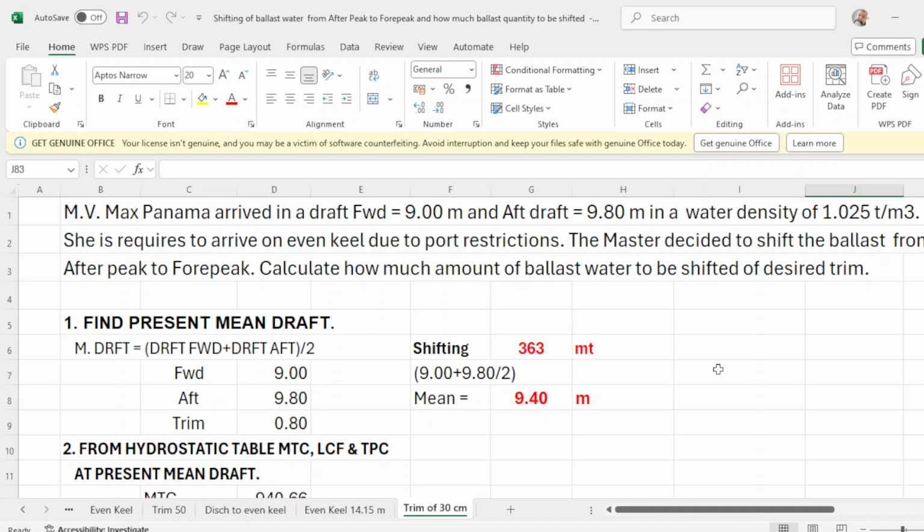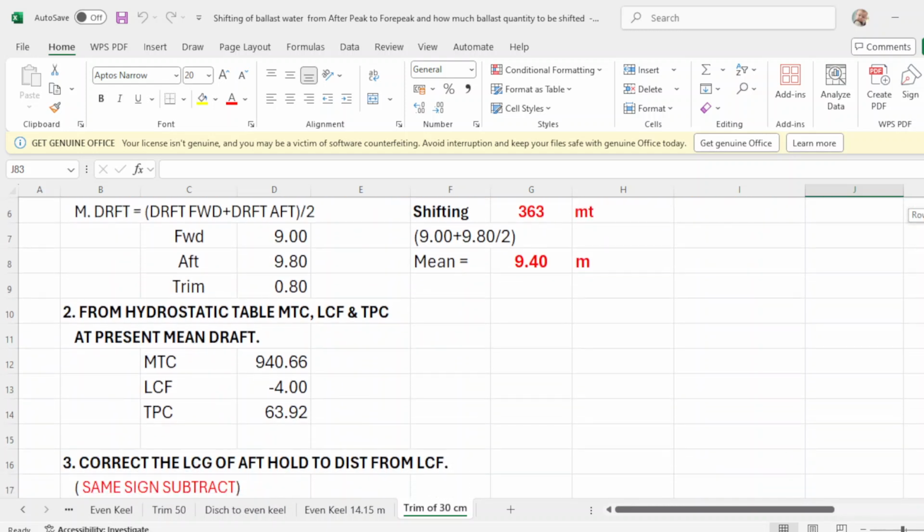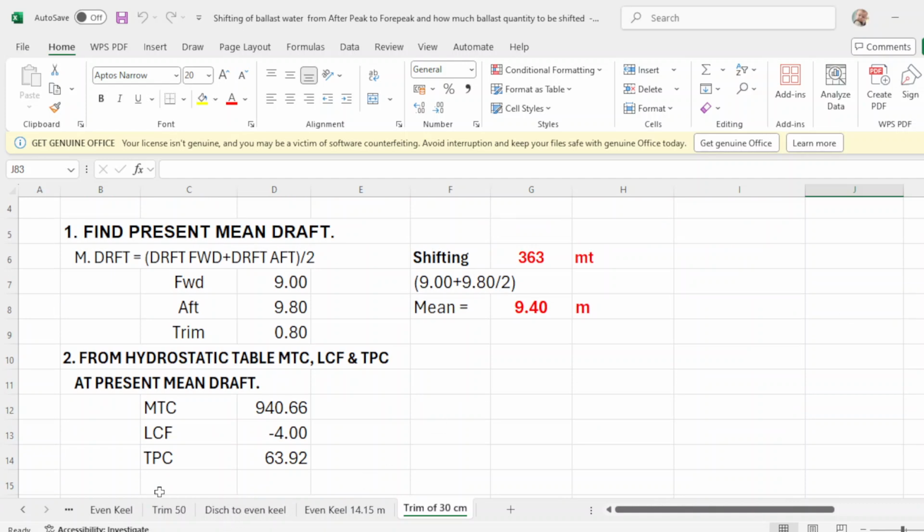Number one, our present mean draft: forward is 9 meters, aft is 9.80 meters, and the trim is 80 centimeters. The mean draft is 9.40. So proceed to number two. You get the value of MTC, LCF, TPC at the mean draft of 9.40.